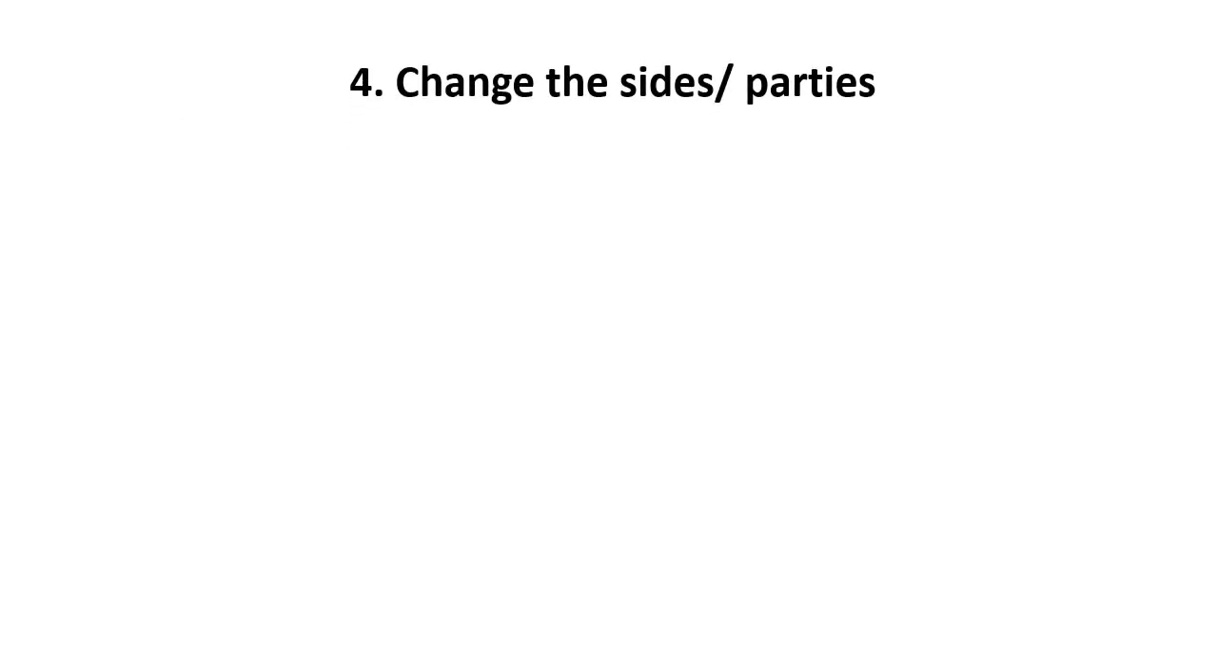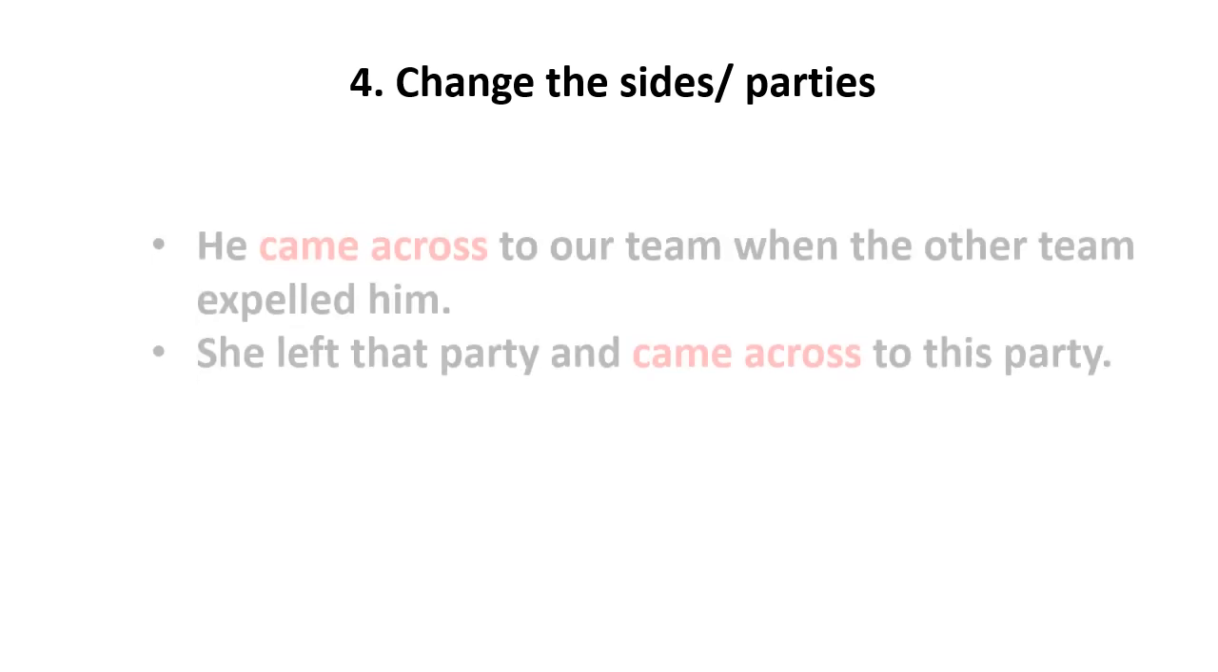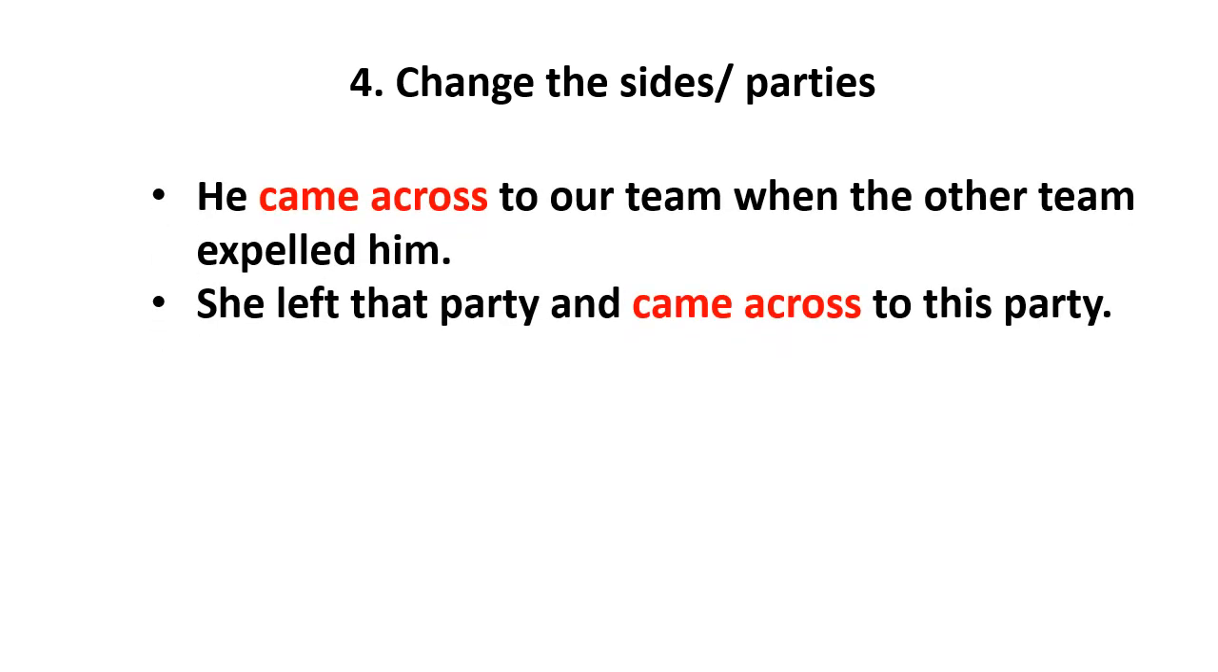Here is another meaning. For the meaning changing the sides or parties, we make use of across. Look at the example sentences. He came across to our team when the other team expelled him. Here, came across means changing the teams. He left that party and came across to this party. Here came across means changing the party.